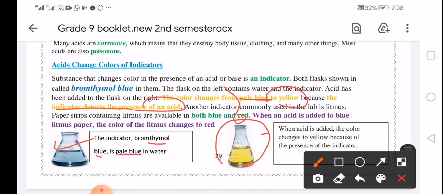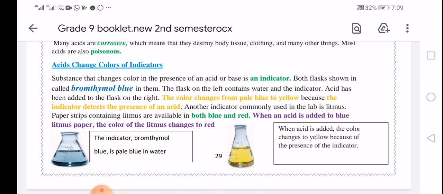Another indicator commonly used in the lab is litmus paper. Bromothymol blue is one indicator, and another indicator is litmus paper. Strips containing litmus are available in both blue and red. We have two types of litmus paper, blue and red. When acid is added to blue litmus paper, the color of the litmus paper changes from blue to red, which indicates that this chemical is an acid.